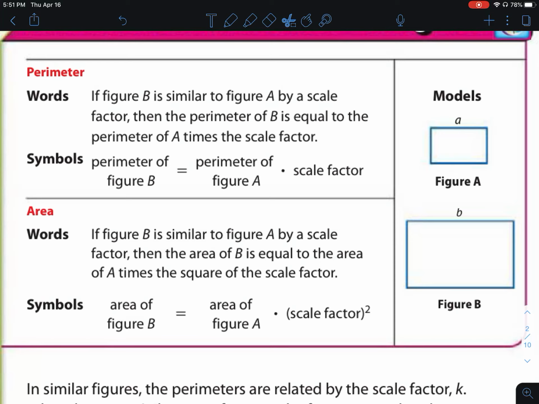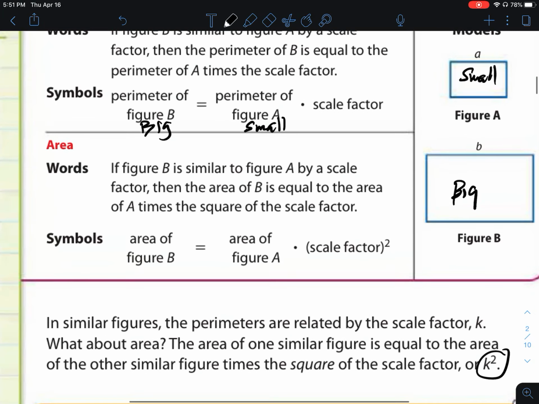But let me just modify this rule. I can also say that the perimeter of figure B, which is the bigger figure, is equal to the perimeter of figure A, which is the smaller figure, times the scale factor. If you notice, this is your big figure, and this is your small figure. In the same manner, the area of figure B, which is your big figure, is equal to the area of figure A, which is your small figure, times the square of the scale factor.